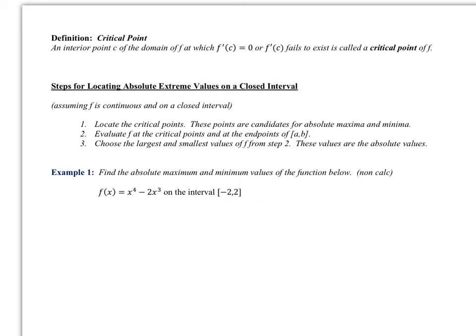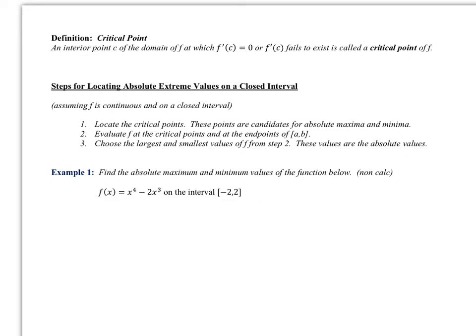So steps for locating absolute extreme values on a closed interval, assuming f is continuous and it's a closed interval. We're going to locate those critical points. These points are candidates for absolute max and min. Then we're going to evaluate f at those critical points and at the endpoints, because the endpoints could be maxes or mins as well. We're going to choose the largest and the smallest values from step 2, and these values are the absolute max or min, depending on whether they're the largest number or the smallest number.